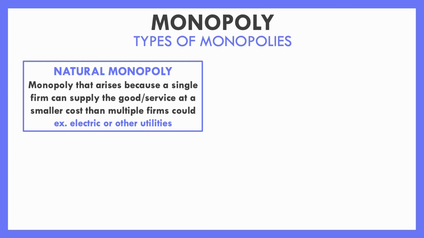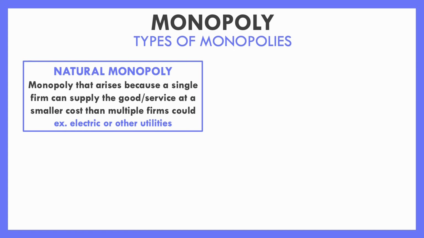But now we're spreading out all those fixed costs of running electrical lines and stuff across the whole city. We're spreading it across a smaller number of customers, and so therefore everybody's paying a higher price as a result. And so it's actually cheaper for only one company to do it.